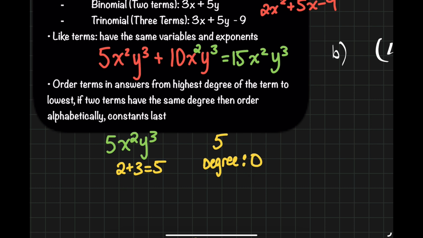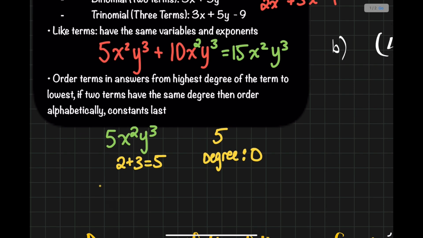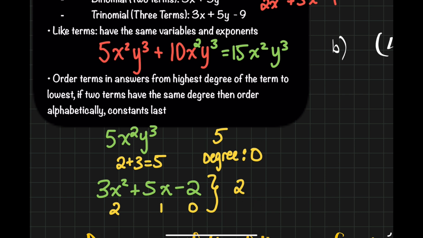Okay, so if you want to find the degree of a polynomial instead, you would find the degree of each term in your polynomial expression. So for example, we have 3x squared plus x minus 2. The degree of our first term here is 2. The degree of the second term is 1. And the degree of the last term, a constant, is 0. And so the degree overall for this polynomial is 2. You always go with the term that has the highest degree.